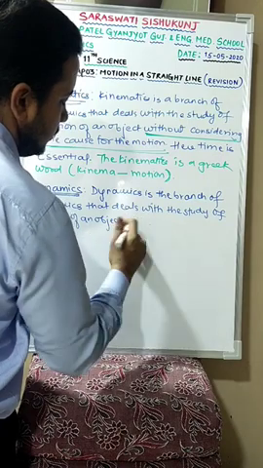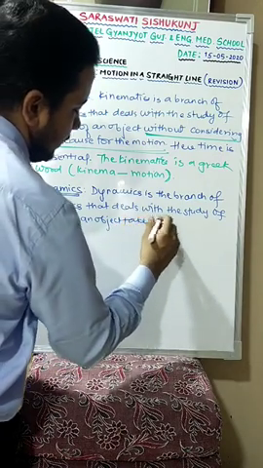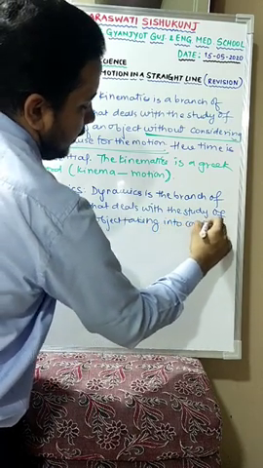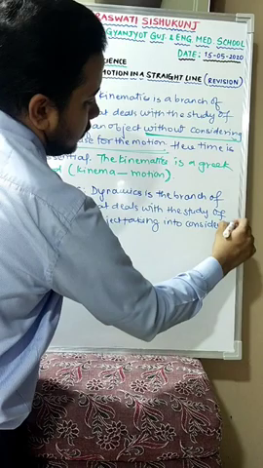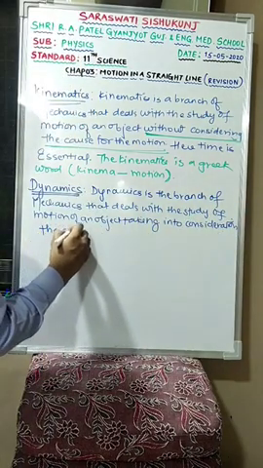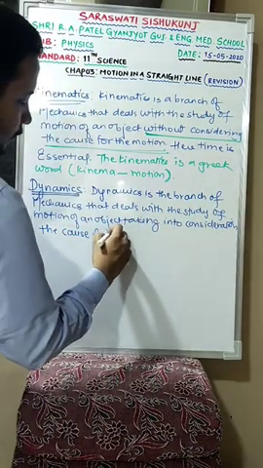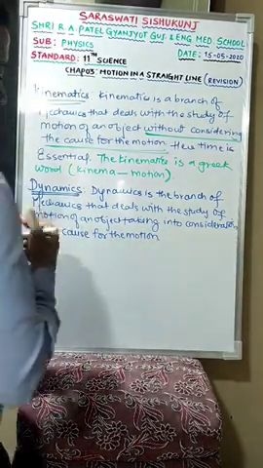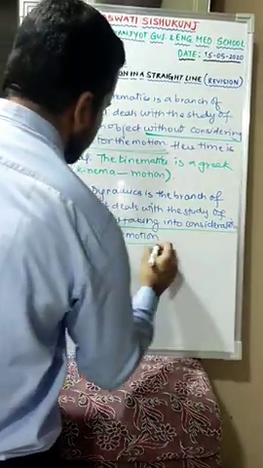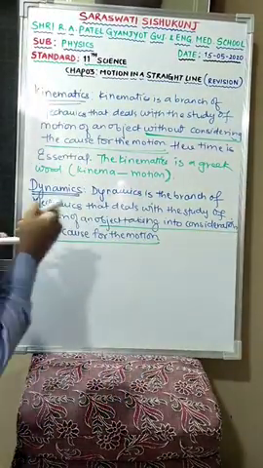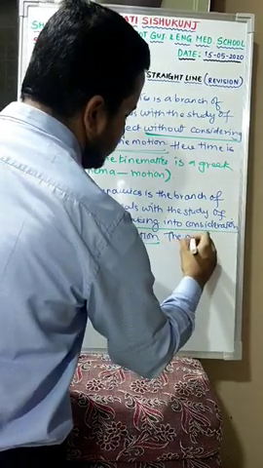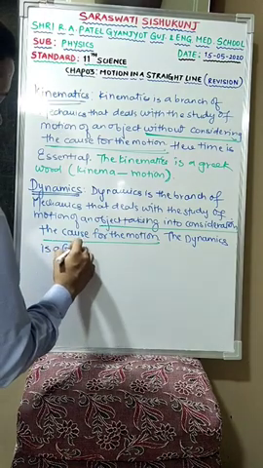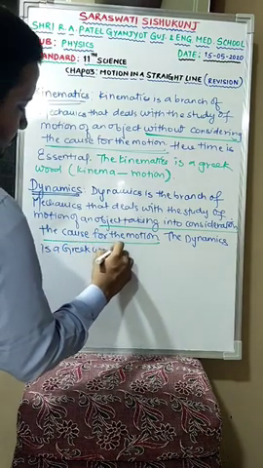Taking into consideration, you can write more precisely, taking into consideration the cause for the motion. An important point is that the object is studied taking into consideration the cause for the motion. Dynamics is a Greek word, means power.